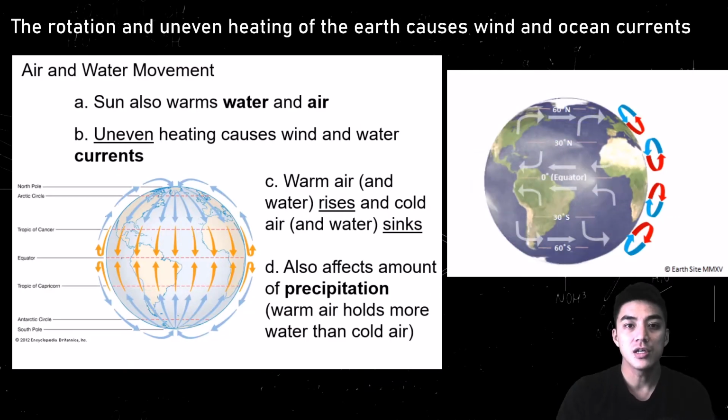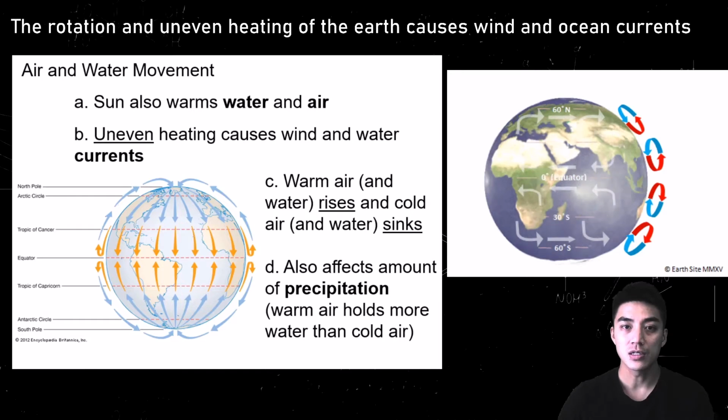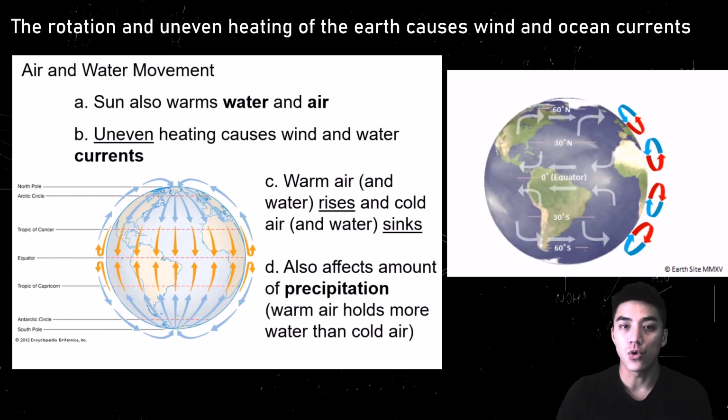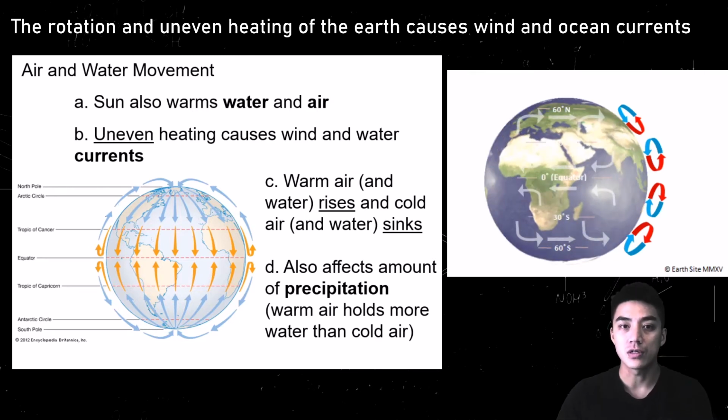The rotation and uneven heating of the Earth's surface, as well as its masses of water, causes wind and ocean currents. This is because of convection currents that are created as warm air rises and cold air sinks. This leads to precipitation and all the weather patterns that we observe on Earth.